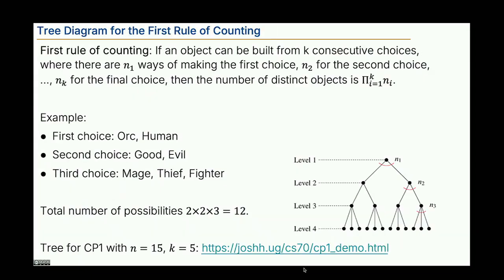We could think about it, I picked a sort of nerdy, Dungeons and Dragons-y type thing, which is imagine you have 3 choices that are, in this case, totally independent from each other. I could be an orc or a human, and then once I pick orc or human, then I will pick good or evil. And then after I do that, I will pick if I'm mage, thief, or fighter. The total number of possibilities is 12. That's how many leaves we get.